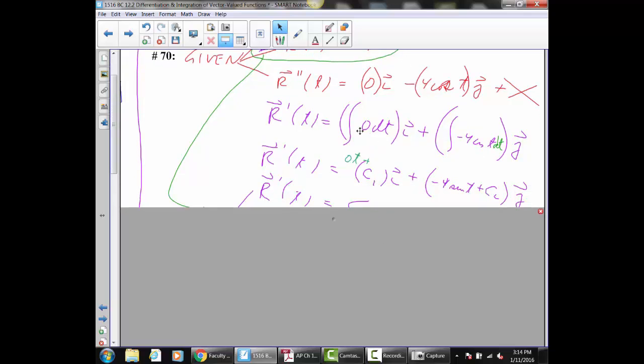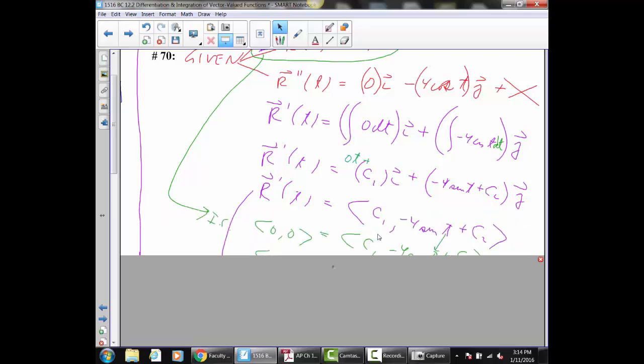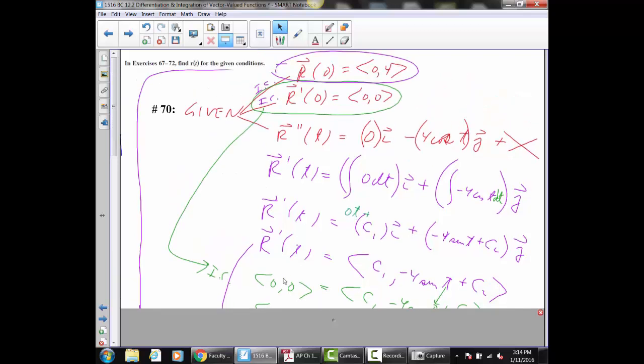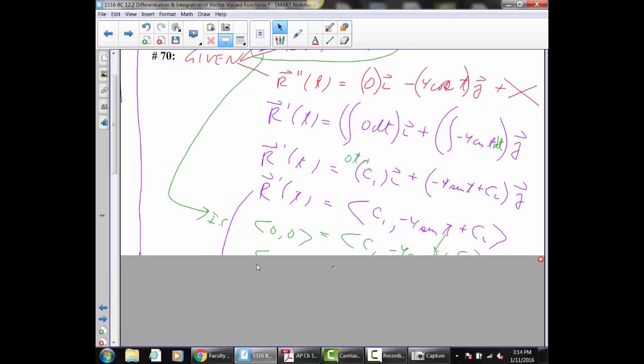So when you integrate this, you'll get 0t plus c1 i. Over here, you'll get negative 4 sine t plus c2 j, which will give you c1, comma, negative 4 sine t plus c2, because that's just 0 plus c1. Then they gave us an initial condition. They said r prime of 0 is 0, 0.